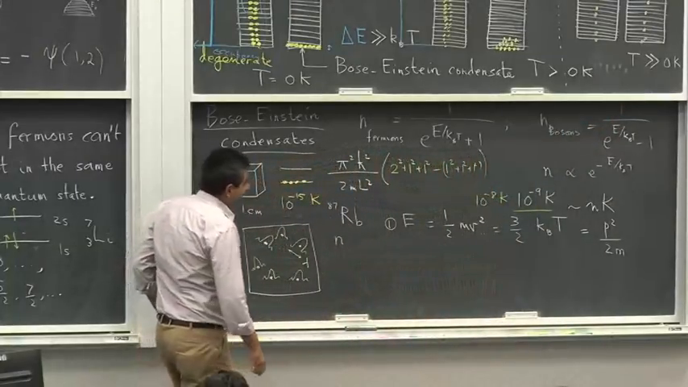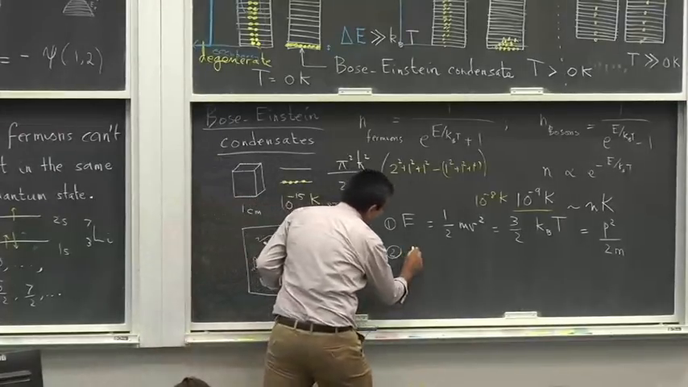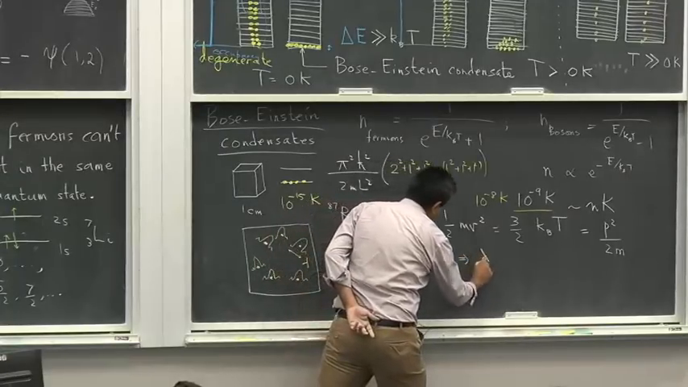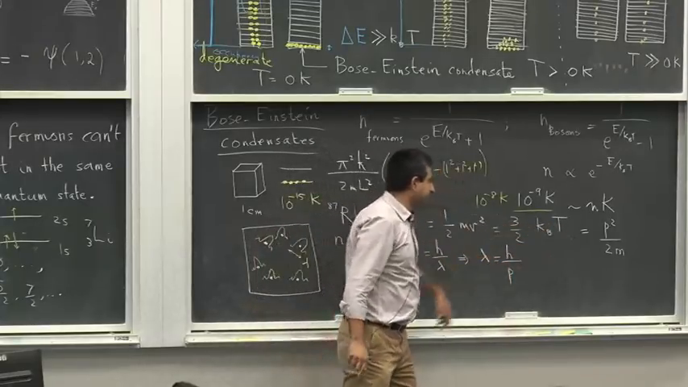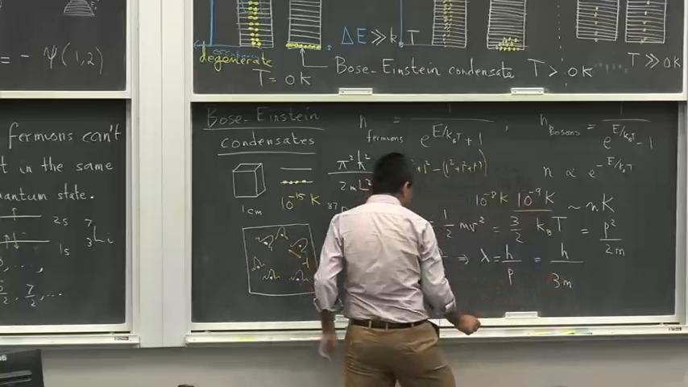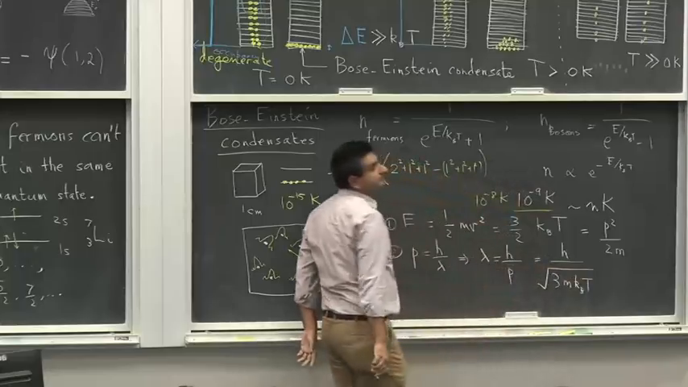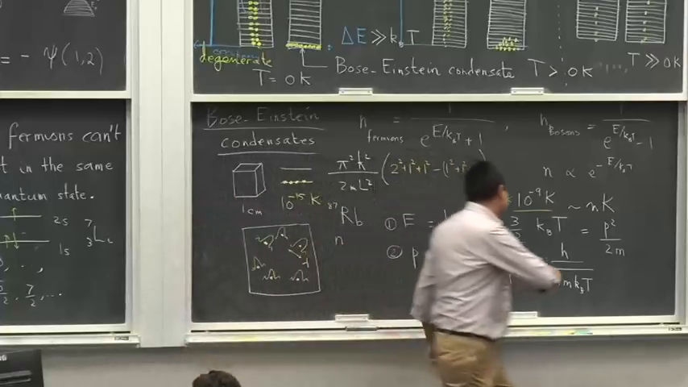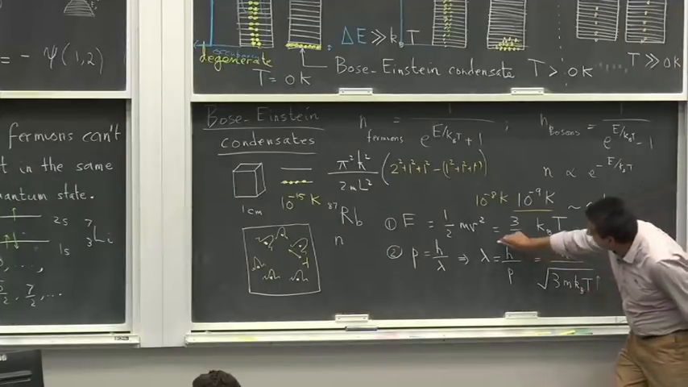Okay? Alright. So the next thing I would like to find out is the wavelength. This wave function is related to P by h over lambda. So this means that my lambda is h over p. But my p is given by this. So my lambda is h over the square root of 3 m kBT, where m is the mass of these atoms. Alright, now what do I want? If I increase the temperature, the wavelength goes down.